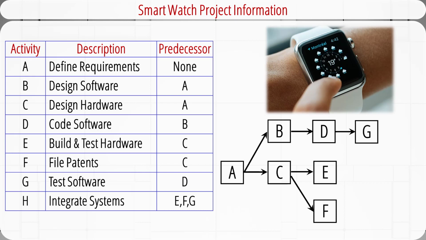Lastly, E, F, and G are all predecessors of activity H. So we draw 3 arrows, G to H, E to H, and F to H. And now the network is complete. Note that in this diagram, there is no time information. This is because the duration of the activities are not provided in the table.